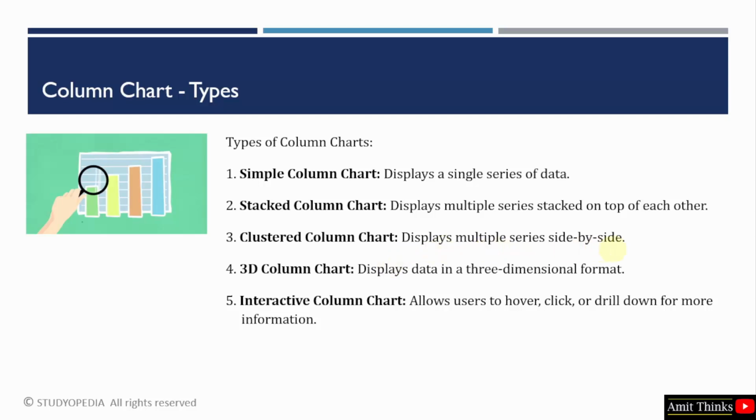Clustered column chart will display multiple series side by side. The 3D column chart displays the data in a three-dimensional format. An interactive column chart would allow users to hover, click, or even click on a chart to drill down so that you can see more information.